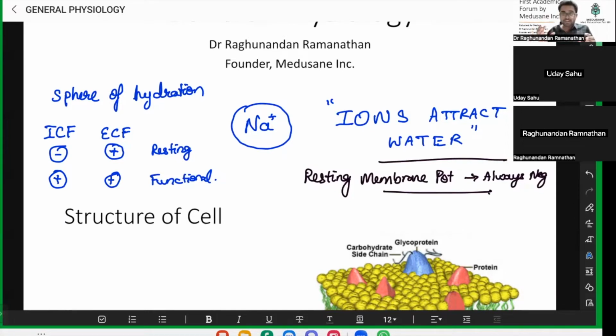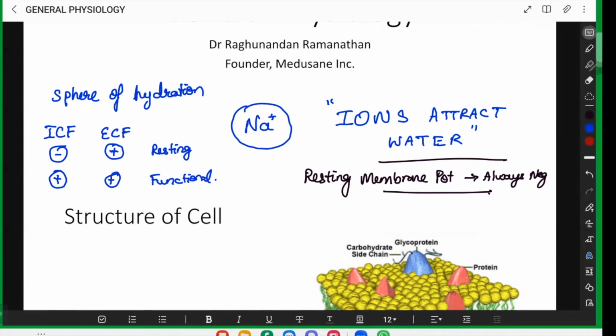When the negative charge of the ICF slowly rises towards positivity, the cell changes into its functional state. That is what we call the depolarizing state. So what is a polarized state? When the negatively charged ions are present in the ICF, that is the resting state, and it is called the polarized state. Whereas when both ICF and ECF are positively charged, you call it the functional state, or the depolarized state.